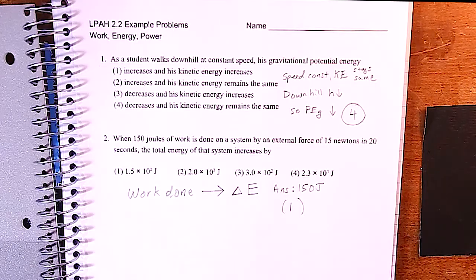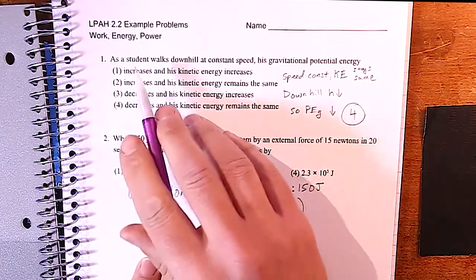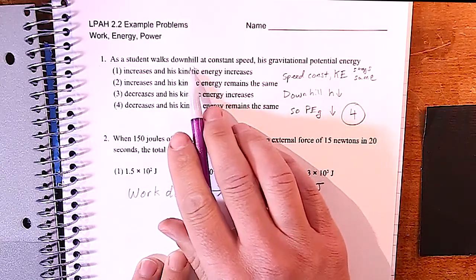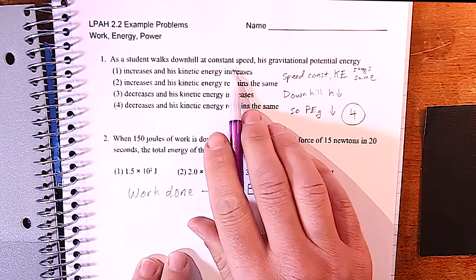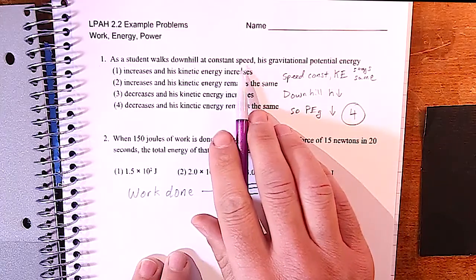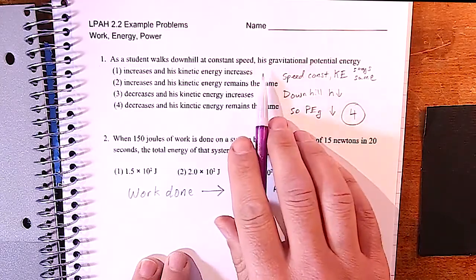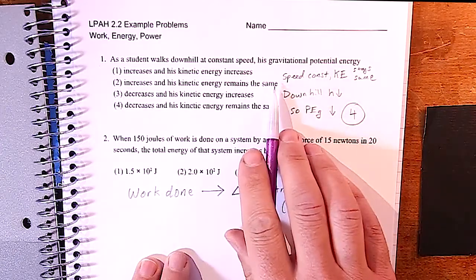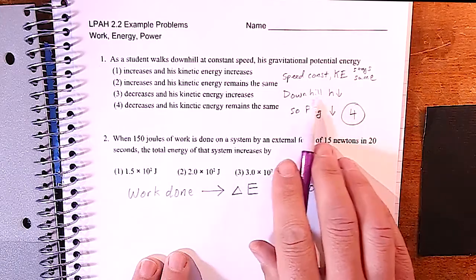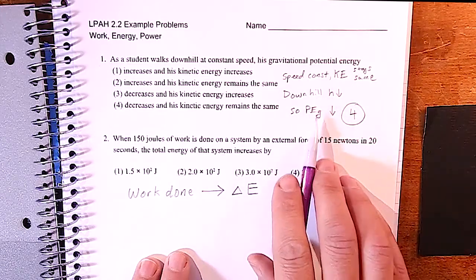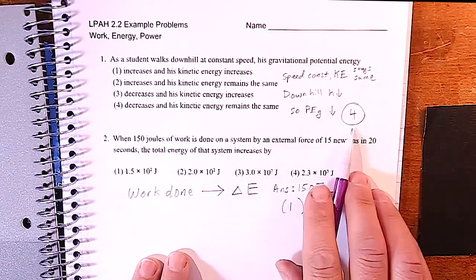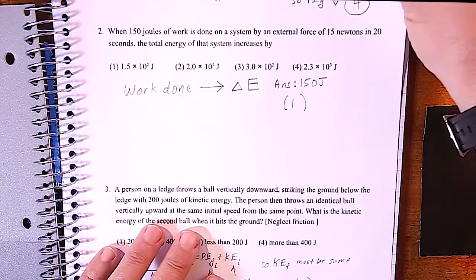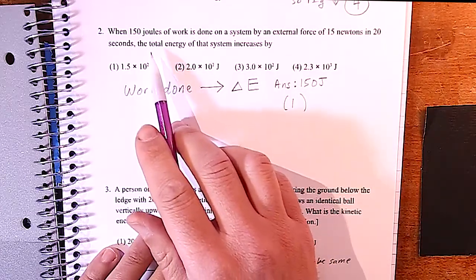Okay, let's look at some of these example problems. So right here we have a student going down a hill, so that means they're losing height, and they're at a constant speed, which tells us that the kinetic energy is staying the same. So what happens to his gravitational potential energy as he goes down the hill? He's losing height downhill, so his PEG is going down, but his speed is constant, so his KE is the same.